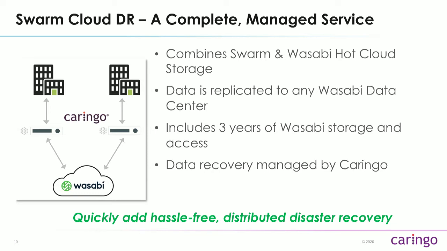You can direct that to the Wasabi data center of your choice. It does come with 3 years of storage and access. And as Jose was pointing out, a recovery, if one should happen to be done, would be managed by Caringo. We could take over and facilitate that process. So quickly add hassle-free distributed disaster recovery. That is the product, and I think it's quite a nice option to add for this year especially.